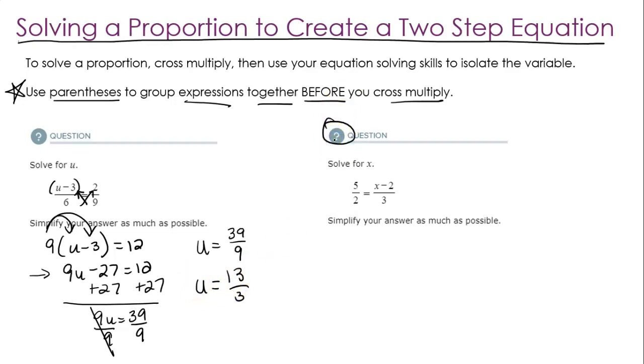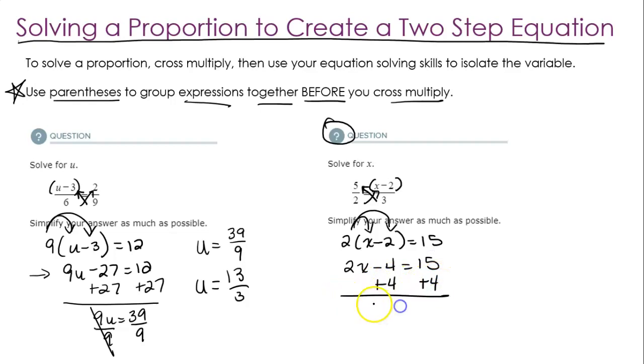You pause the video and try this one on your own. Don't forget to group your expression using parentheses. You should have cross multiplied. We do 2 times x minus 2 and 5 times 3, which is 15, and make them equal to each other. We're going to distribute the 2 to get rid of the parentheses, so we have 2x minus 4 equals 15, and this is now just a two-step equation.